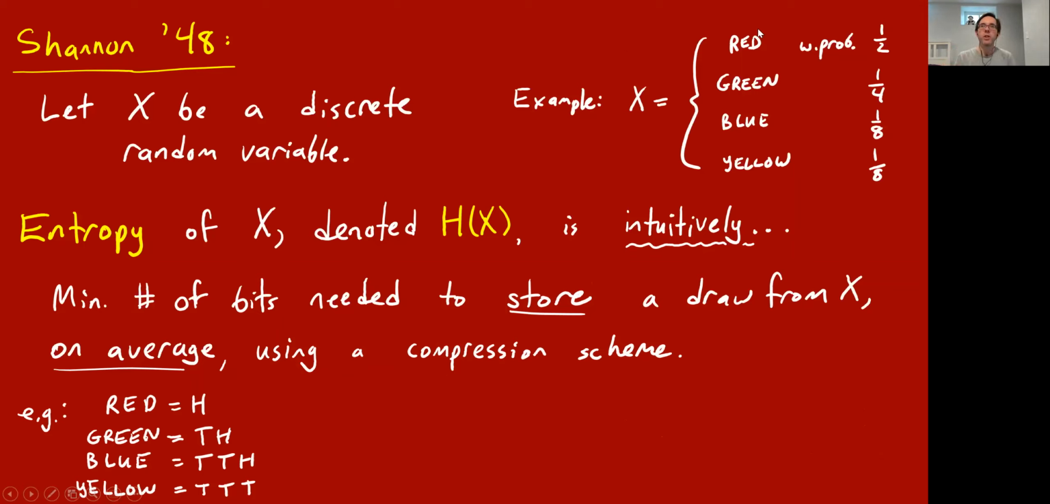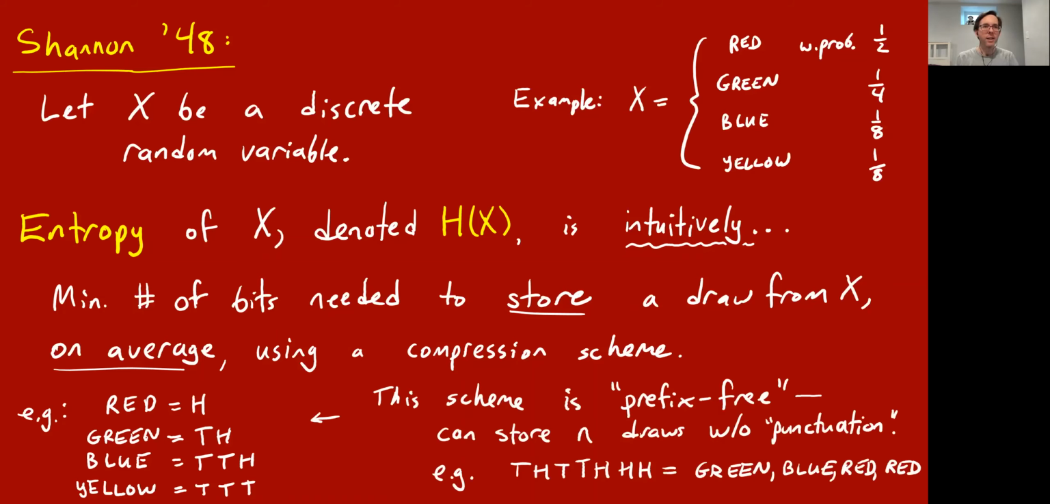So for example, if you're trying to encode draws from x, you could say, all right, red, I'm going to write down heads. Green, I'll write down tails, heads. Blue will be tails, tails, heads. Yellow is tails, tails, tails. And in some cases you're using 1 bit, in some cases you're using 2 bits, in some cases you're using 3 bits to record this variable's outcome. And this is a nice example.